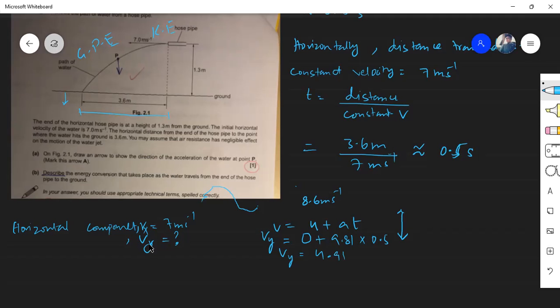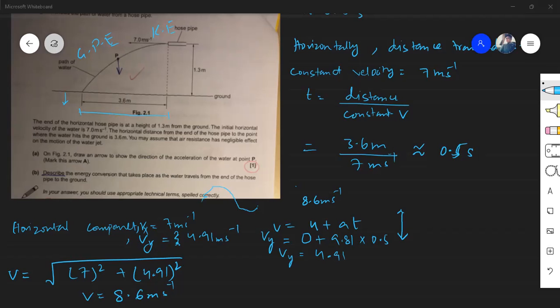Now that we know Vy is 4.91 meters per second, we find the velocity by taking the square root of the sum of the squares of the components. So v comes out to be 8.6 meters per second. That's what they were asking.